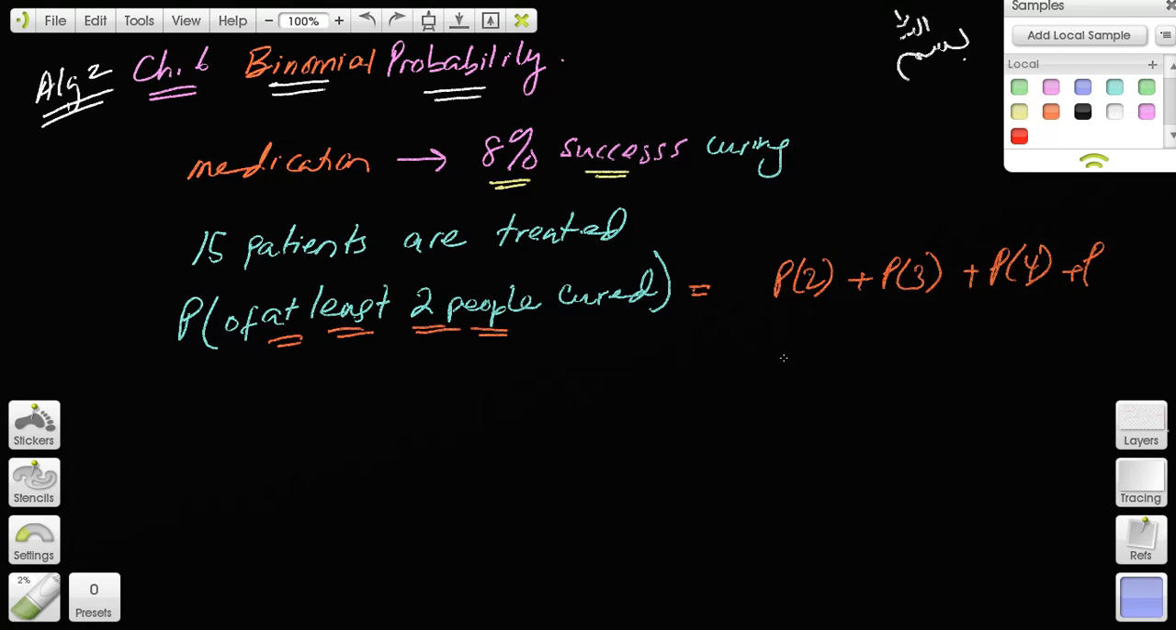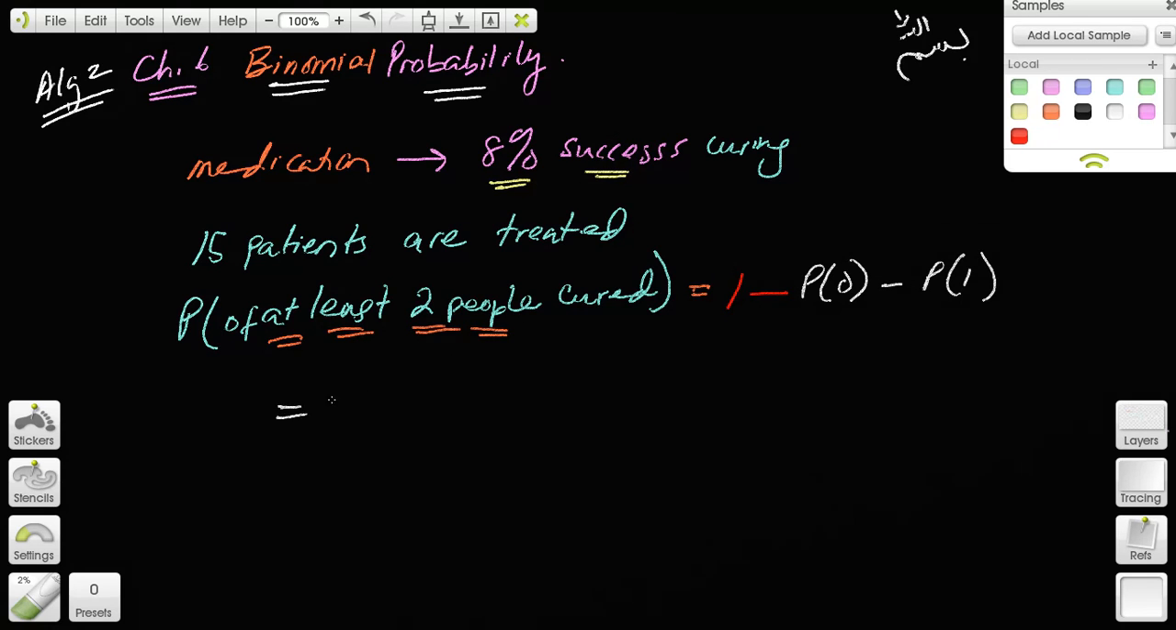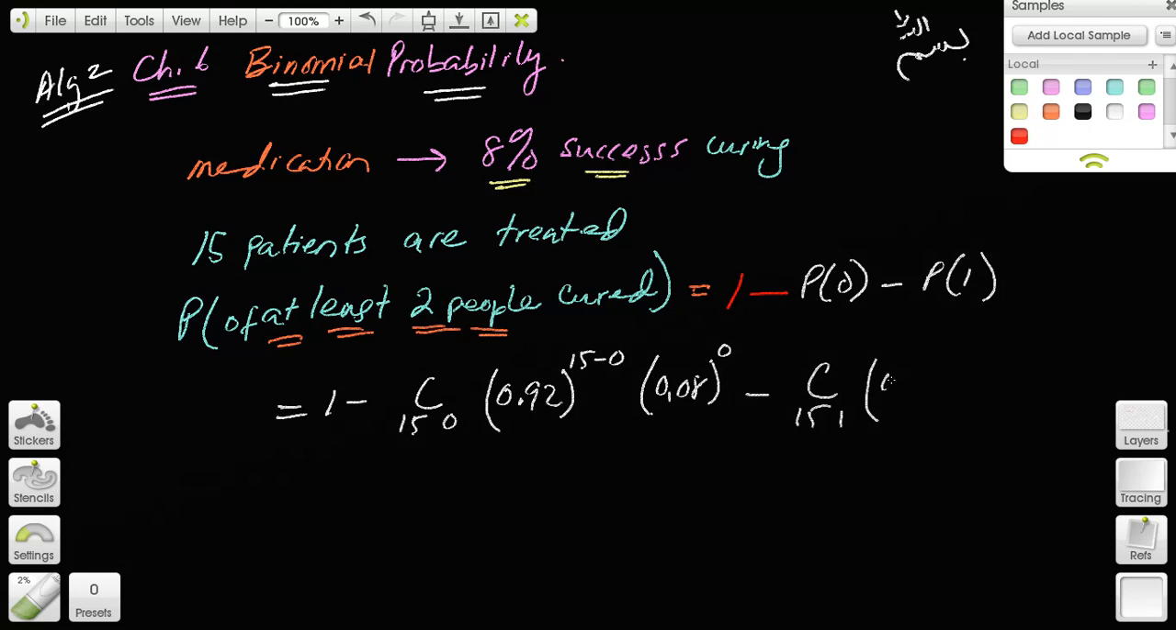So in this case, the probability of at least 2 people being cured is going to be 1 minus the probability of nobody being cured, and minus the probability of 1 person being cured. That's always going to work. So it's 1 minus the probability of 0 people, which is 15 choose 0, times the probability of failure 0.92 to the 15 minus 0, times the probability of success 0.08 to the 0, minus the probability of 1 person, which is 15 choose 1, times 0.92 to the 14, times 0.08 to the 1.